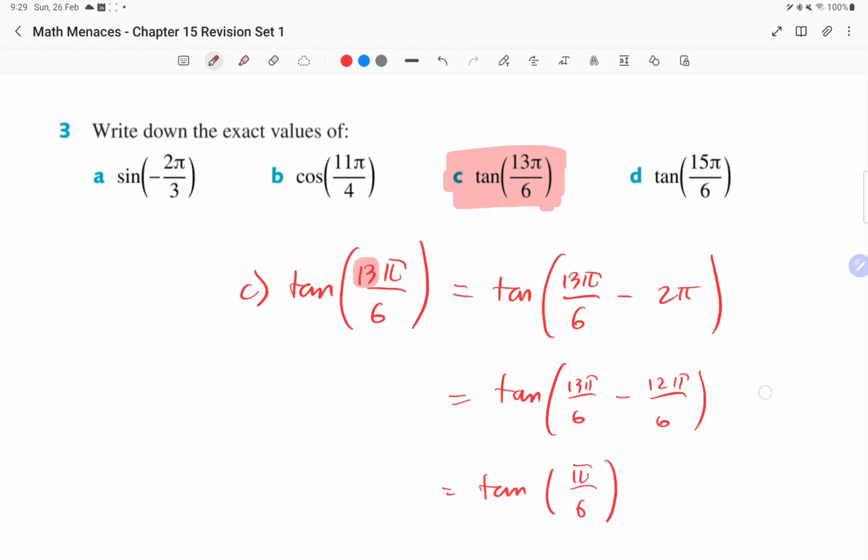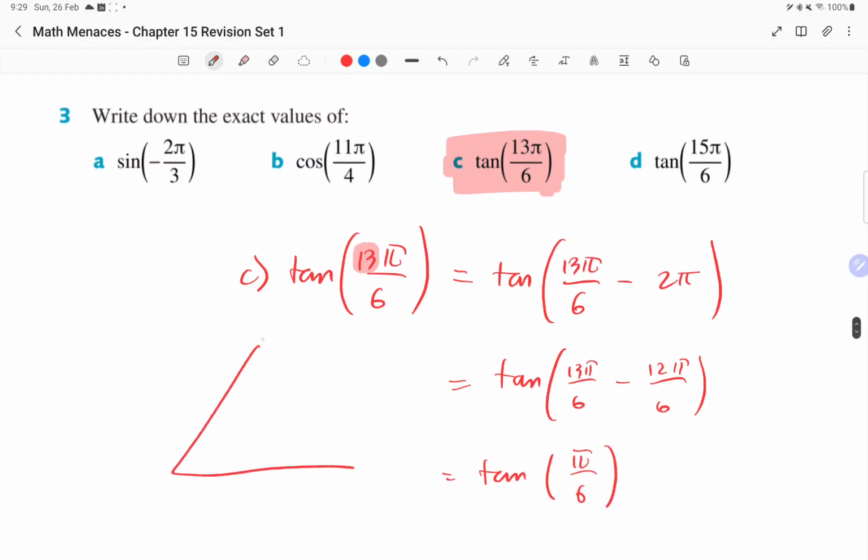When you get to this point, get to the triangle straight away. Don't do sine and cos. Tangent, you can determine that straight away. Pi on 6 is this one, 1 to square root 3. SOHCAHTOA, tangent is opposite over adjacent equals square root 3 over 1, which is square root 3.